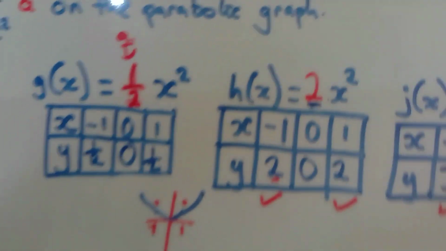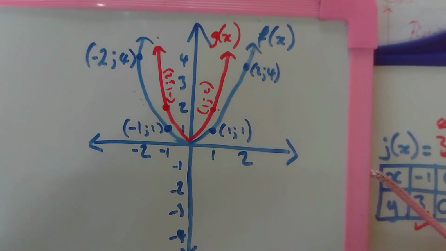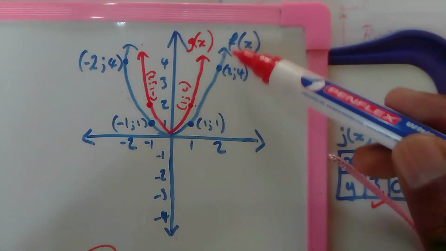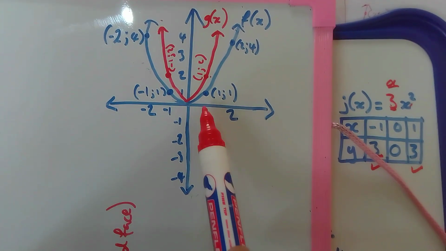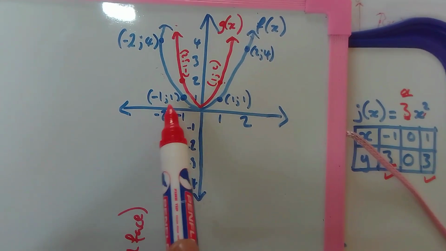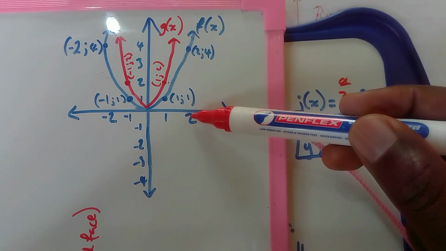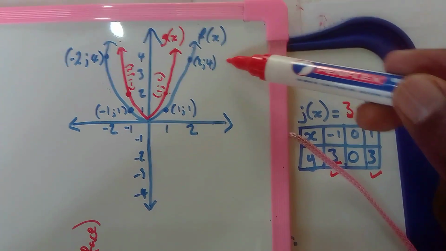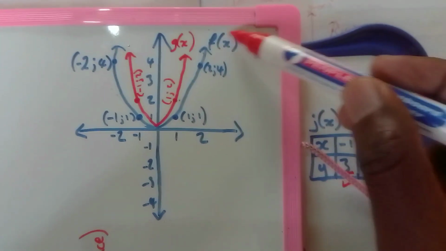Also, I took the pleasure of plotting here the function of x and g of x. So remember, when x was +1, y was 1. When x was -1, the y was 1, you can see. And when x was +2, y is 4. And when x is -2, y is 4. This is the function of x.